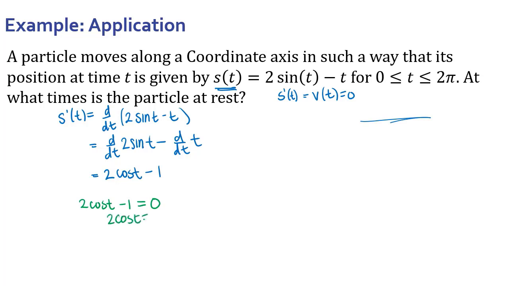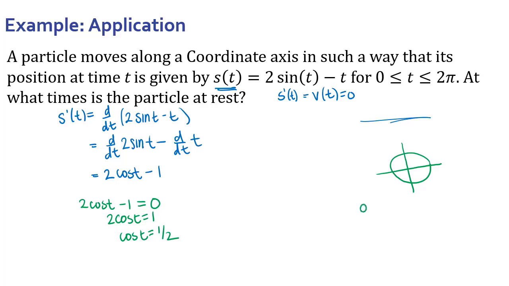So let's solve that formula. I'm going to add 1 to both sides. I get cosine of t equals 1/2. So cosine of t equals 1/2. If I'm looking at the unit circle, I'm trying to figure out the angles that give me an x value of 1/2. That's what I'm looking for: the angles that give me an x value of 1/2 on the unit circle.